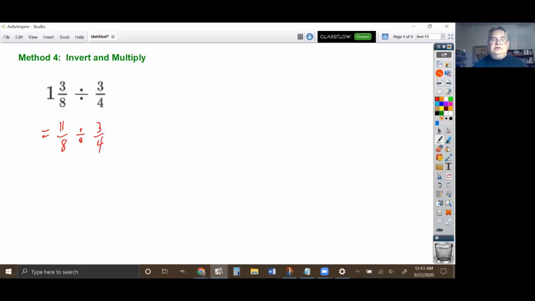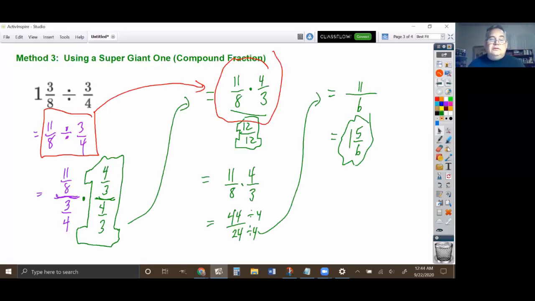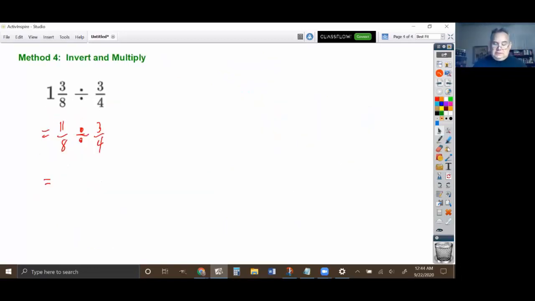And you might have heard a teacher say, how about when dividing fractions, don't ask why, flip the second fraction and multiply. Or they'll say invert and multiply. I've heard lots of silly things, but that idea is not a trick. That idea comes from the supergiant 1 method. This invented the invert and multiply method. So let's take a look at it.